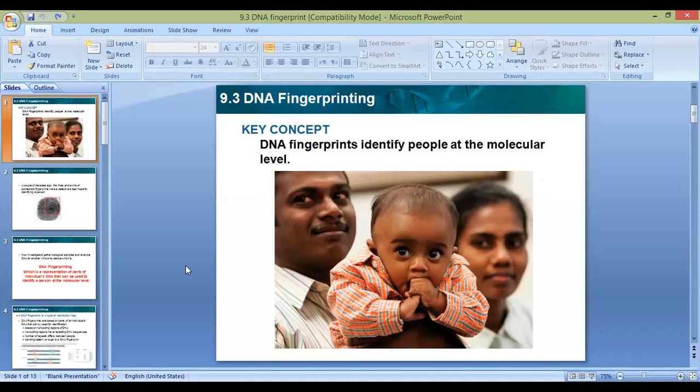Like, Miss, his height. Sorry. Miss, they cut the DNA. If anyone asks you what is DNA fingerprinting, what should you say? Miss, the same as the fingerprint, but it's with DNA. So, Miss, we can know the identity of the person. We can know the identity of the people at the molecular level.